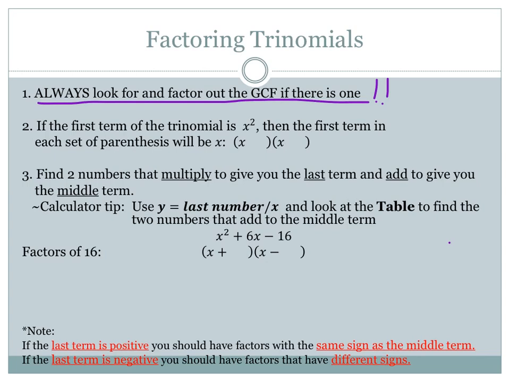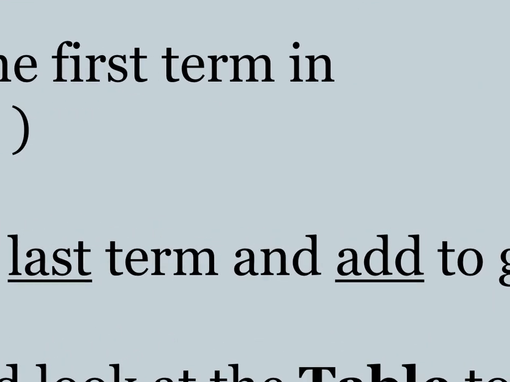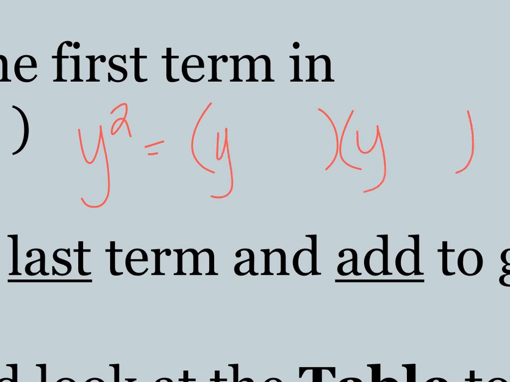If the first term of the trinomial is x squared, then the first term in each set of parentheses is going to be an x, just a straight up x. So if the first term of our trinomial, I'm zooming in, was y squared, and I asked you to break it down into 2 binomials, the first term in each set of parentheses would just be a y. Okay.